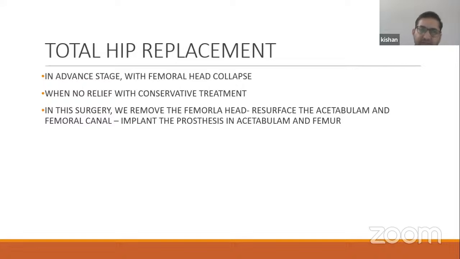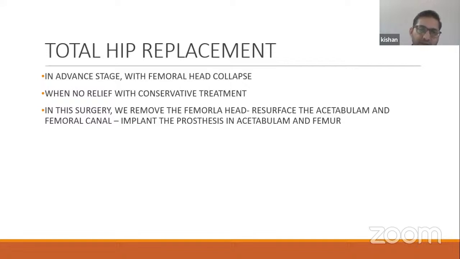In surgical management, the other option is total hip replacement. In patients with advanced stages and femoral head collapse, it is the ideal treatment. In any patient, we always use a first trial of medical management, as long as frank hip arthritis has not developed. We always use medical management as the first choice. When there is no relief with medical management, the patient can be offered total hip replacement.